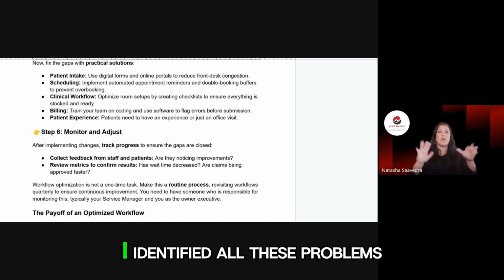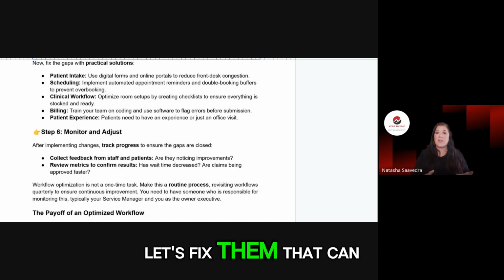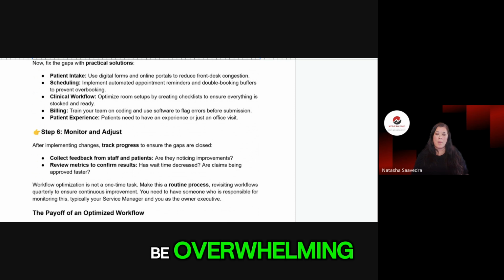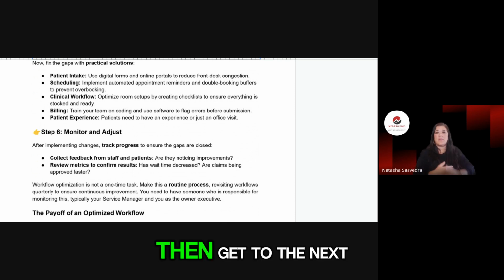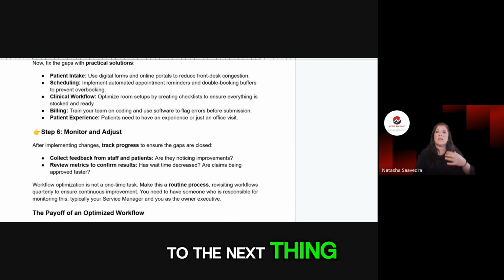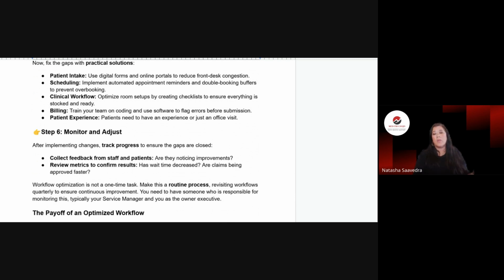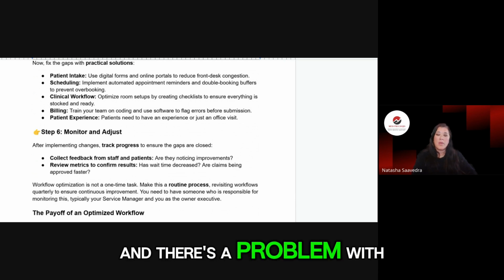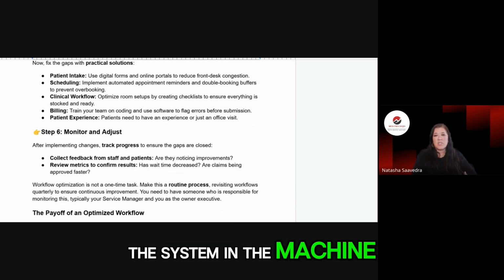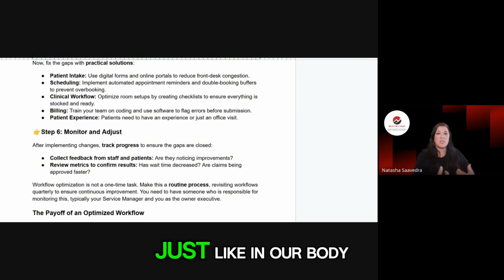Don't say, oh my gosh, I identified all these problems, let's fix them. That can be overwhelming. Pick one thing, fix it, then get to the next thing, until you get this well-oiled machine. Just like if you're going to go into a mechanic and there's a problem with the system in the machine, it could be different systems, just like in our body.